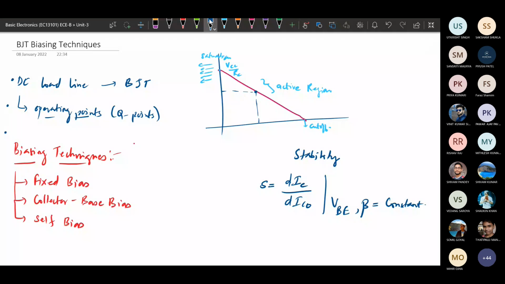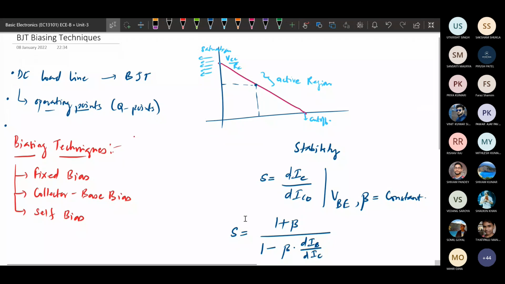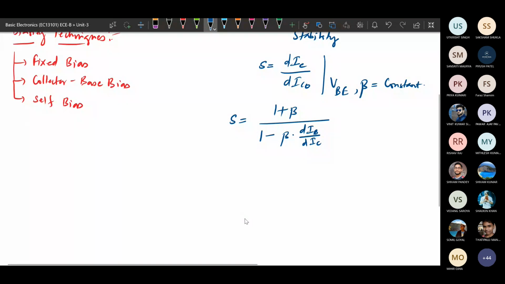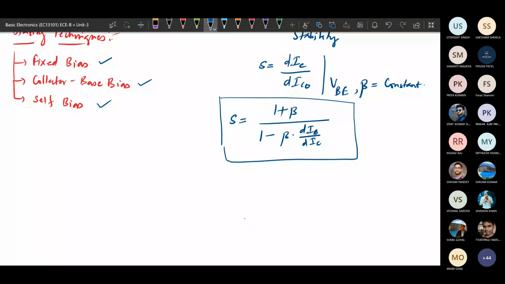In the common emitter case, the stability factor was given by 1 plus beta divided by 1 minus beta times del IB by del IC. This was the formula we defined for the common emitter case. Now we will see what the stability value is in the case of fixed bias, collector bias, and self bias. We will see which of these biasing techniques are stable for biasing the BJTs.